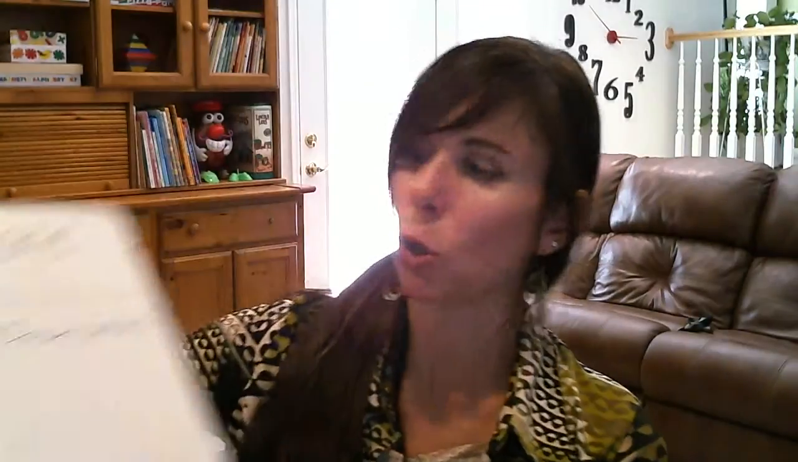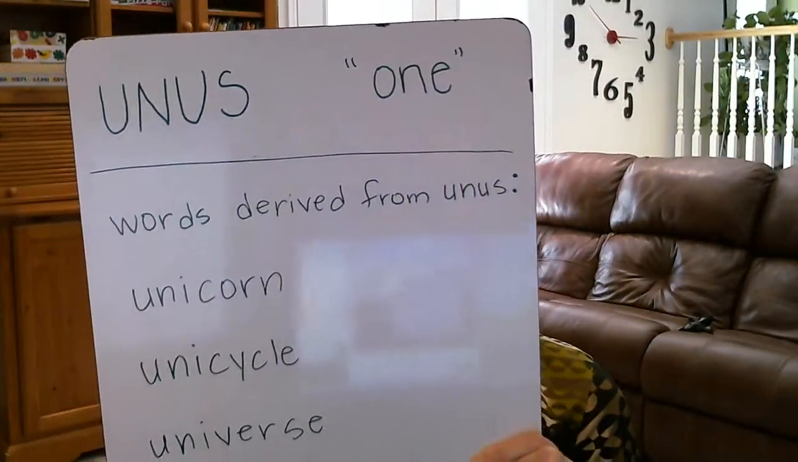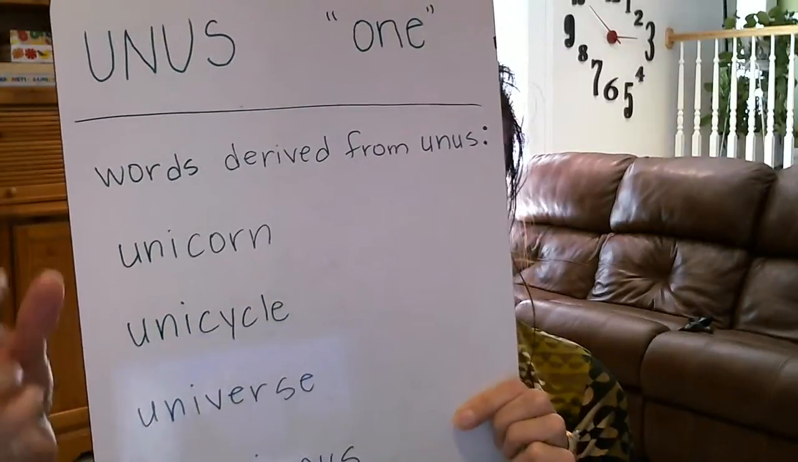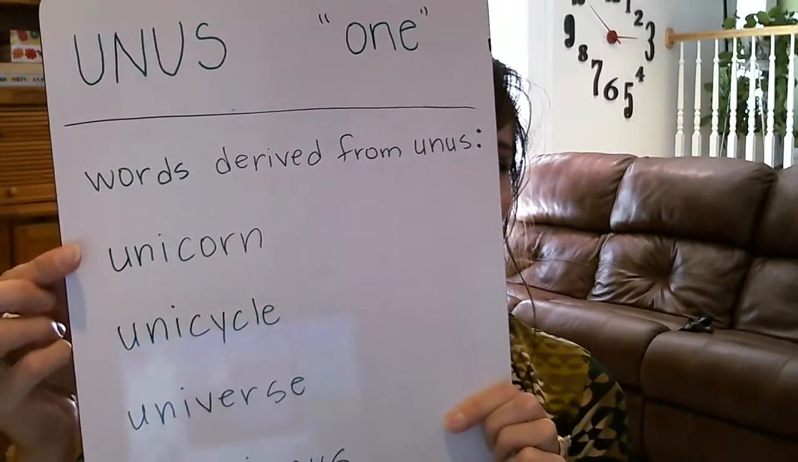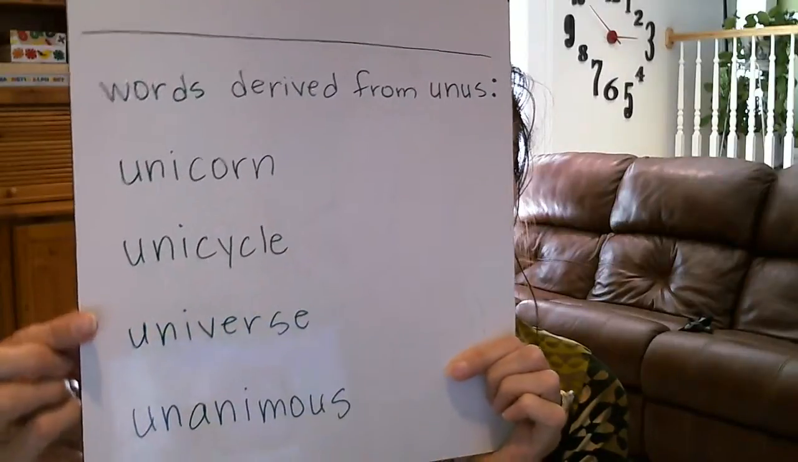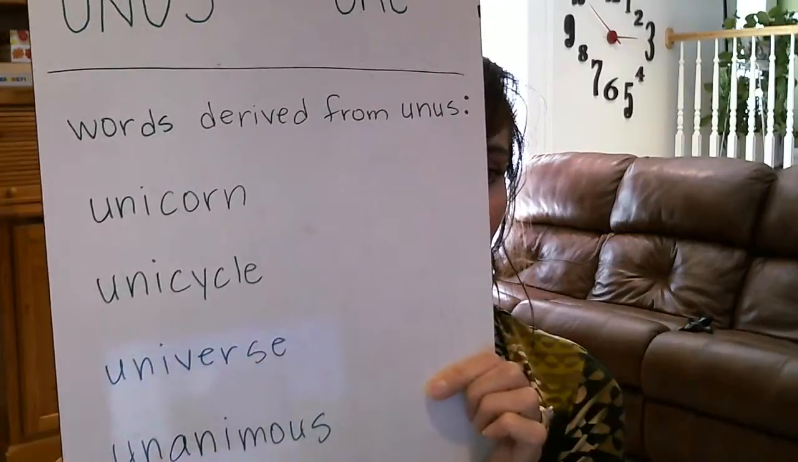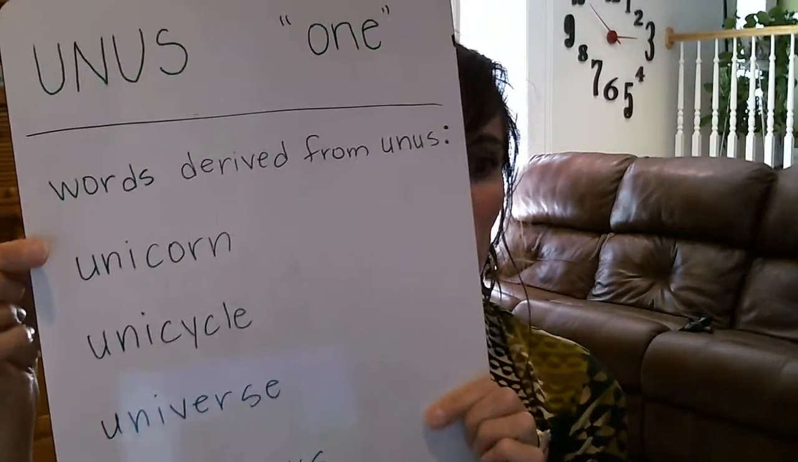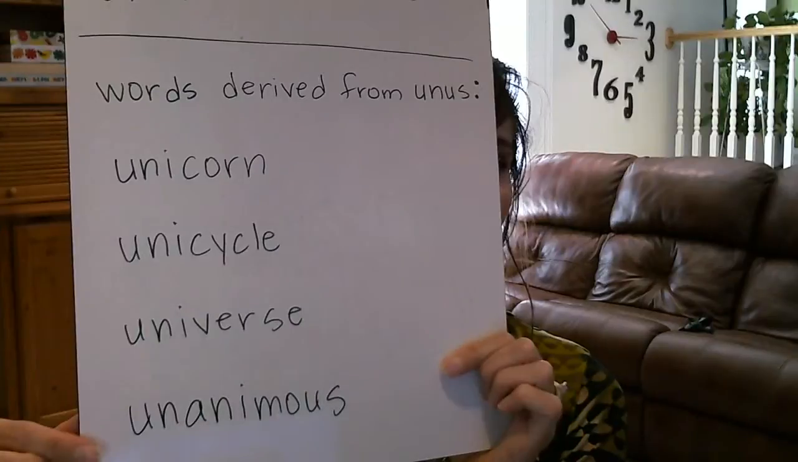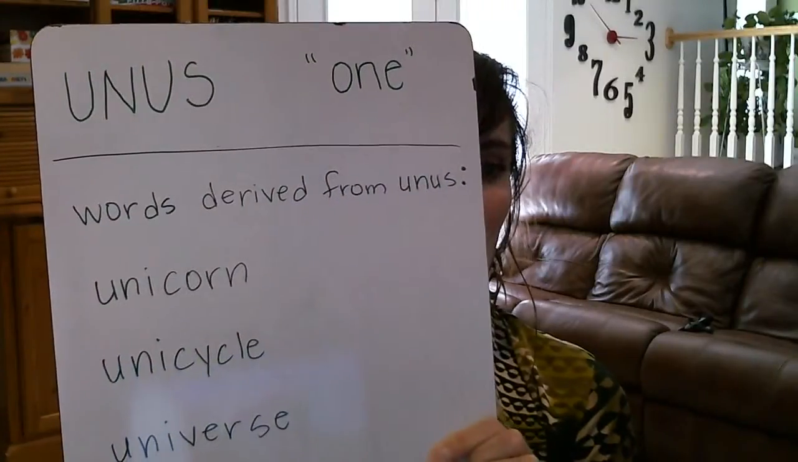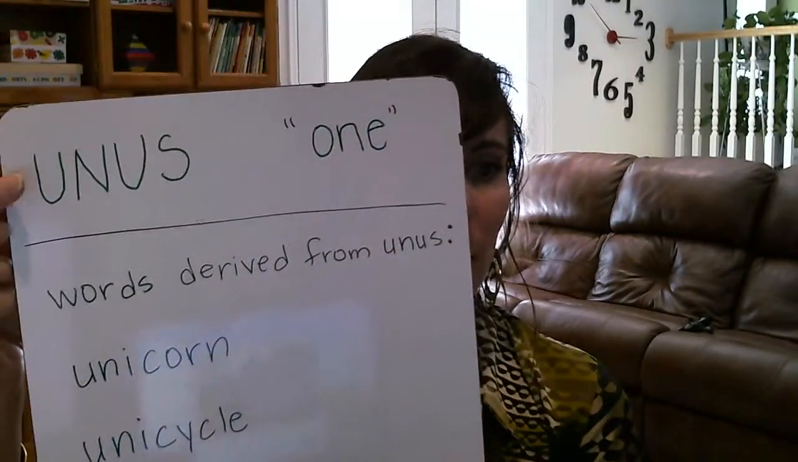Again, we're going to look at unus, which means 1. So some words that derive from unus are unicorn, unicycle, universe, and unanimous, which is the word that we're dealing with today. So if it starts with una, or look at this, unanimous. So most of them start with un. It means 1. So that's our clue right there, that it means 1. So our unanimous opinion, we're looking for the opposite of 1.